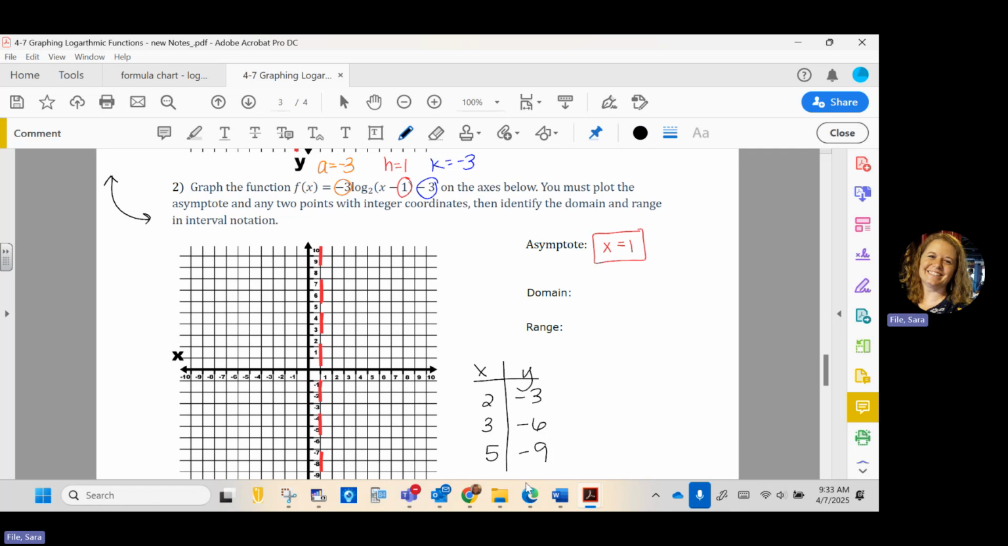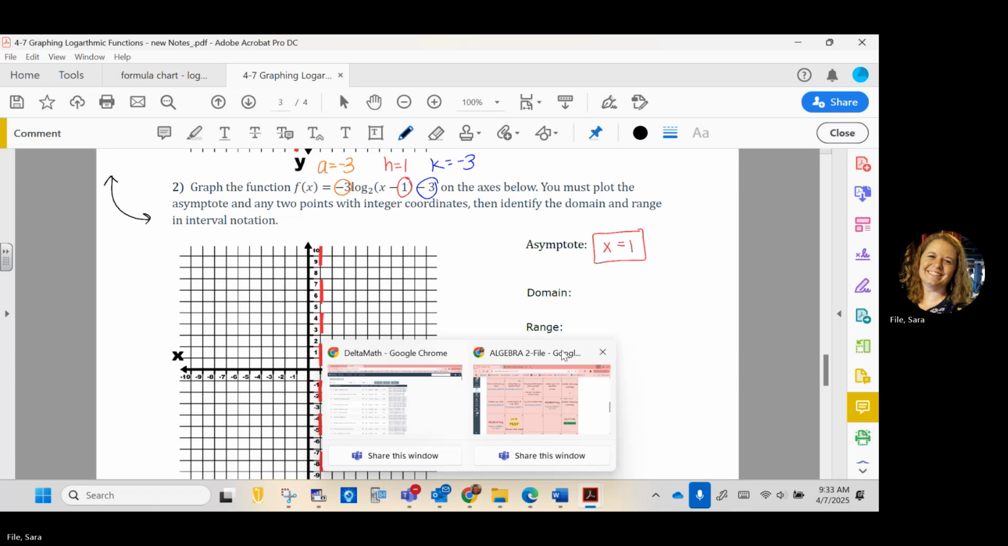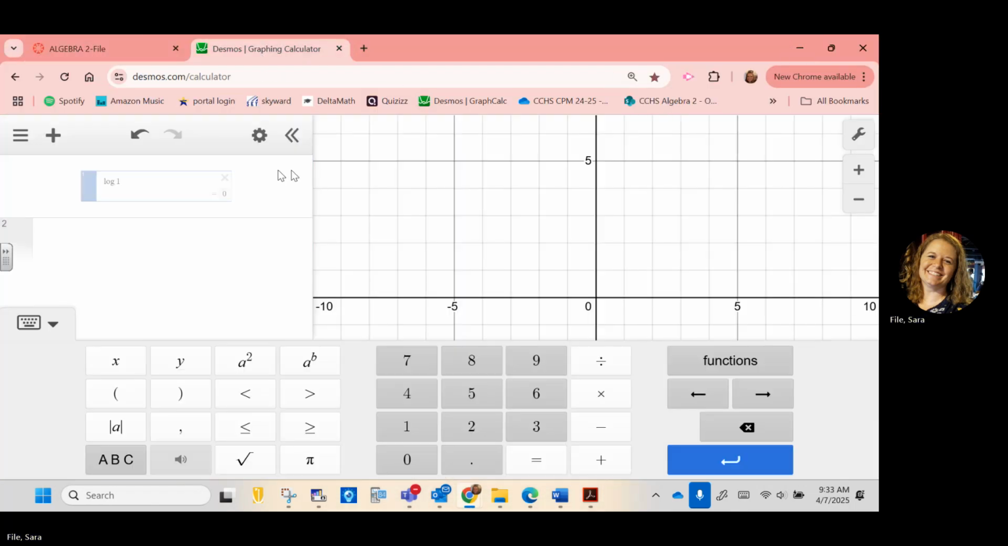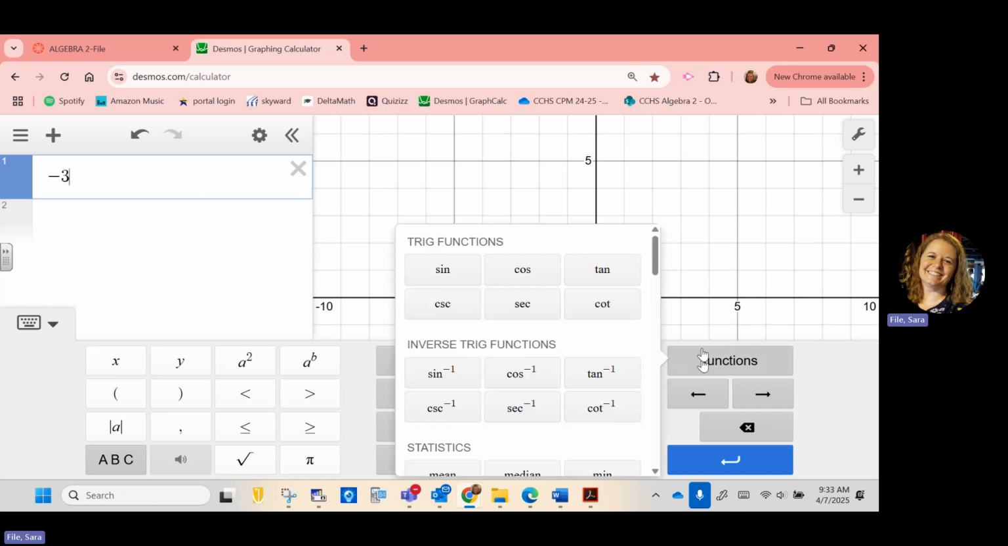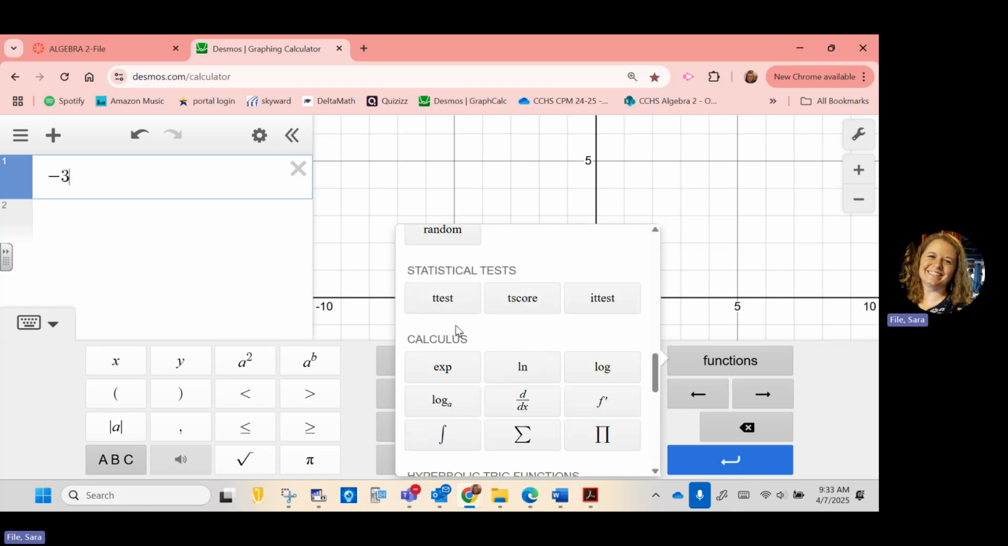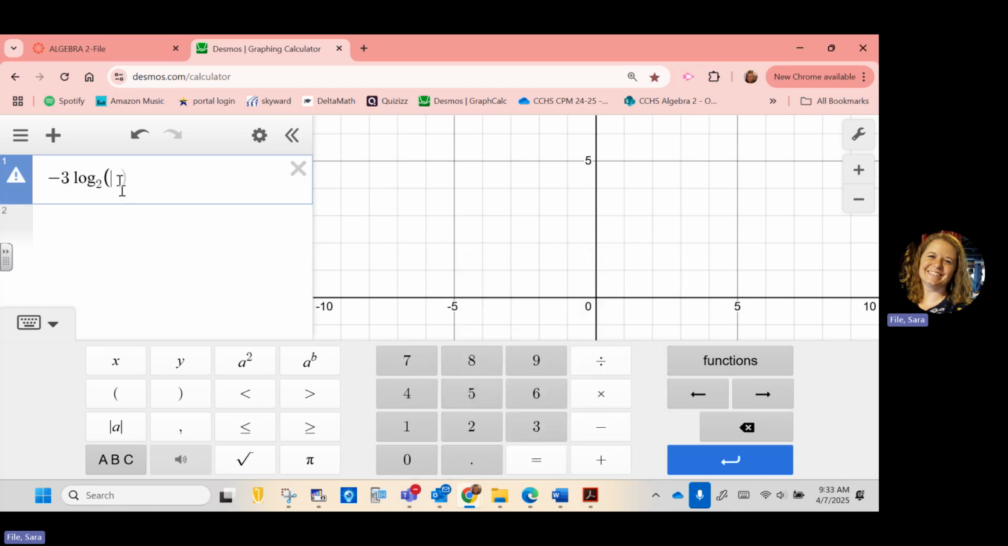Okay, so let me go to Desmos. So I would type this in, as you don't have to put the f of x equals, just the -3. And then this is a log base 2. So I need to make sure I use the correct log base to get the correct values. So a log base 2, and then it's x minus 1 on the inside, and then -3 on the outside.